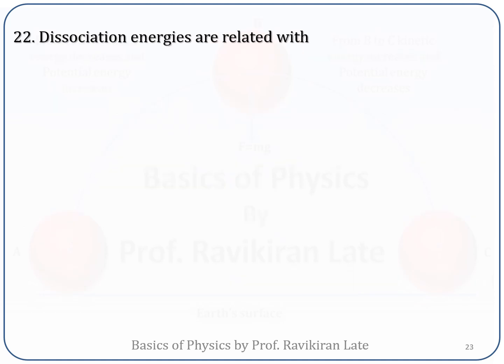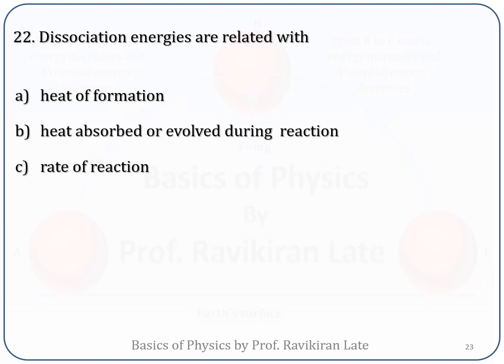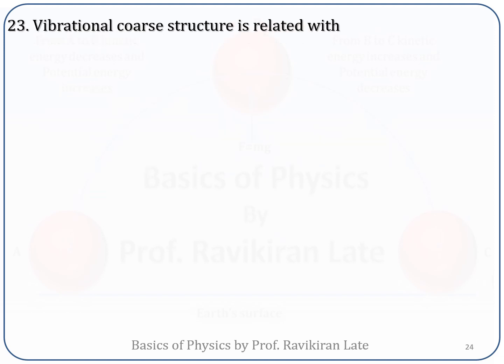Next question 22. Dissociation energies are related to: option A, heat of formation. That is correct. Option B, heat absorbed or evolved during the reaction. That is also correct. Option C, rate of reaction. Option D, all of these. So all these options are given over here. All of us have studied that dissociation energies are related with the heat of formation, heat absorbed or evolved during the reaction, and rate of reaction. So all these options are correct, and option D is the correct answer for this question.